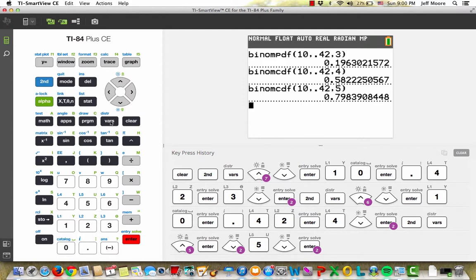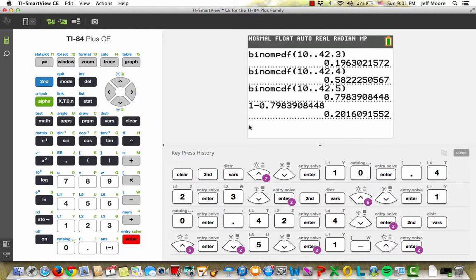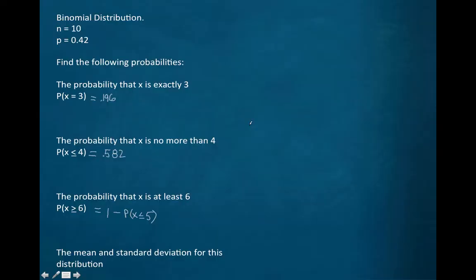Now here we get 0.798, but that's not the value that we want. We want to subtract that number from 1. So we want 1 minus this value, and that's going to give us 0.202 when we round to 3 decimal places. So the probability that x is greater than or equal to 6 is going to be 0.202.